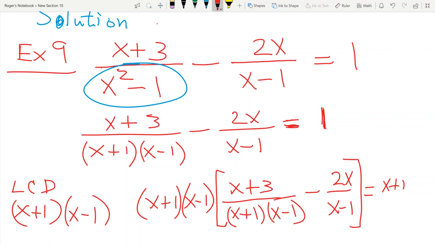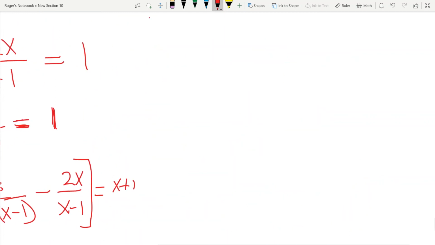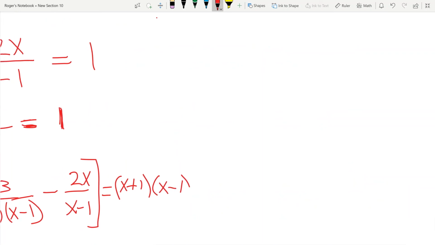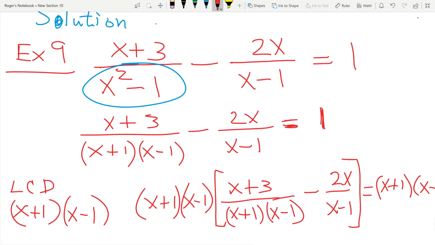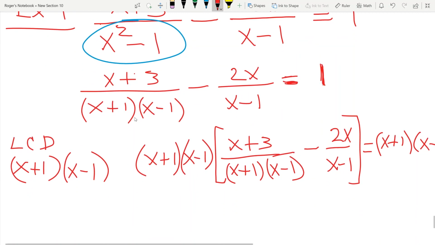running out of space. x plus 1 times x minus 1. There we go. We can fit it now. Oh no, don't tell me I've gone off the screen. Well, I've gone off the screen, but I think you know what's there. So we will go ahead now and try to simplify this just a bit more.